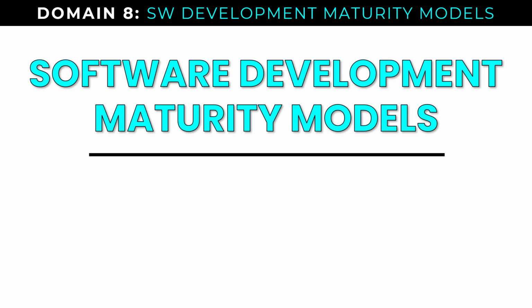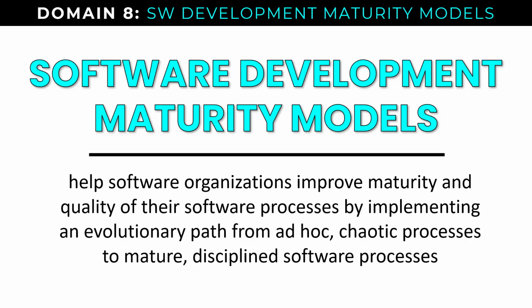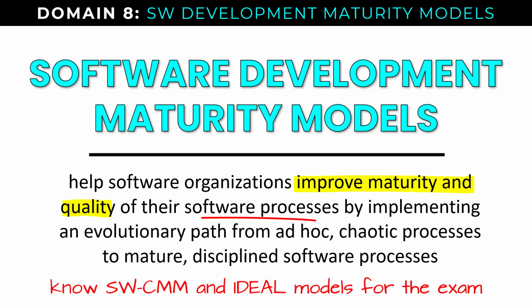So software development maturity models. These help software organizations improve maturity and quality of their software processes by implementing an evolutionary path from ad hoc development, chaotic processes where everybody is kind of on their own. They're not really following any sort of organized process or plan, and moving to a state of more mature, disciplined software processes. So for the CISSP exam, you will want to be familiar with the software capability maturity model, the SW-CMM, and the IDEAL model.